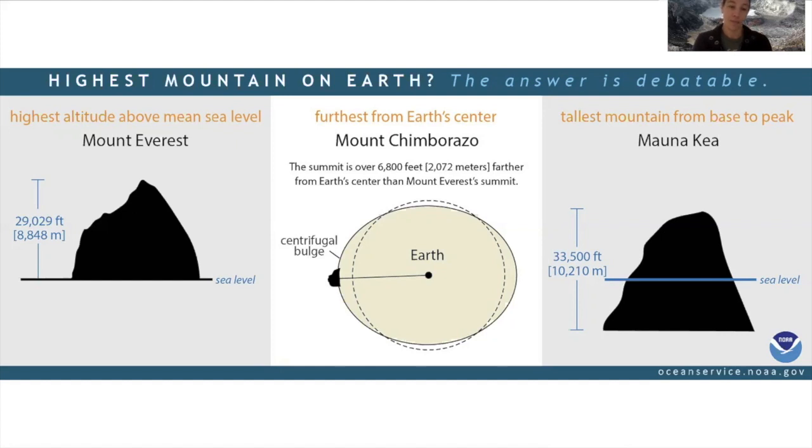So there you have it. Mount Everest, formed by continental-continental collision. Mount Chimborazo, formed at a subduction zone, and Mauna Kea formed at a hotspot. Which one do you think is the highest mountain on Earth?